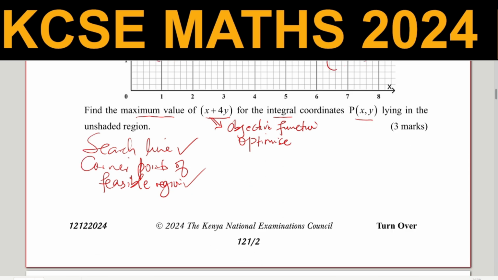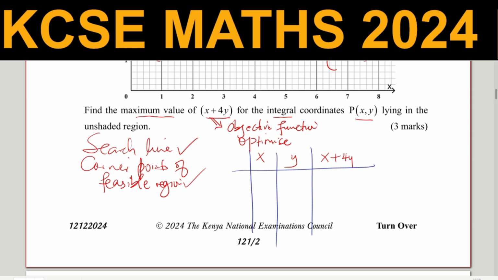So let me prepare a table that I'm going to use for x and y, the coordinates that I'm going to use, and then the function x plus 4y. So let me have the points.